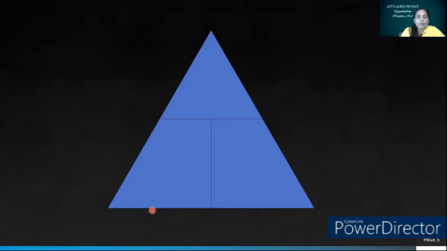There is a short way to remember. How can I remember the formula of speed? Now I can say that speed is equal to distance by time, or you can say distance upon time.